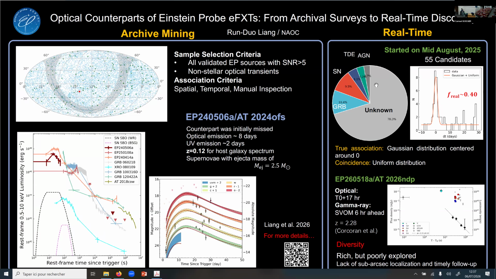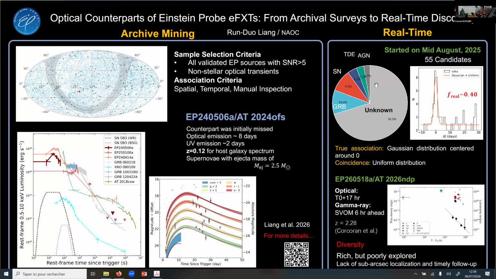EP260518A, which has a subthreshold detection by EP as well as by SVOM. We performed some follow-up observations, and this is a GRB with a standard afterglow. But I think this might be a benchmark because we discovered a transient and its counterpart without any EP alerts and SVOM or any other GRB satellite alerts.